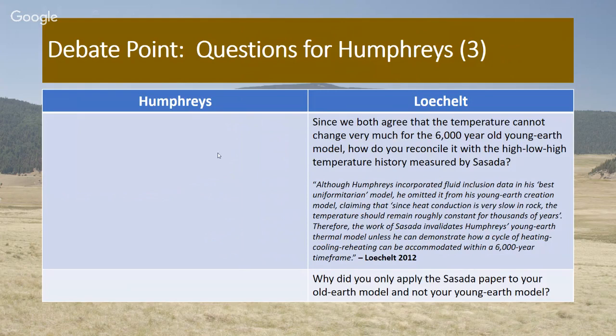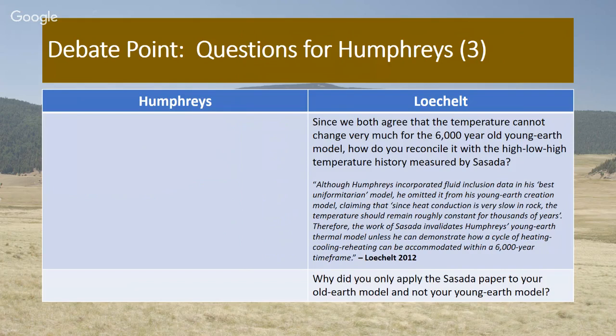But then how does he reconcile his young Earth model with Sasada? Because it says you have to have a high, low, high temperature. And that can be accommodated in the old Earth model, with the high being in the Precambrian, the low being in the Paleozoic and the Mesozoic, and the second high being in the late Cenozoic. That fits very well. But how does he interpret Sasada in a young Earth model where the temperature can't change over 6,000 years?